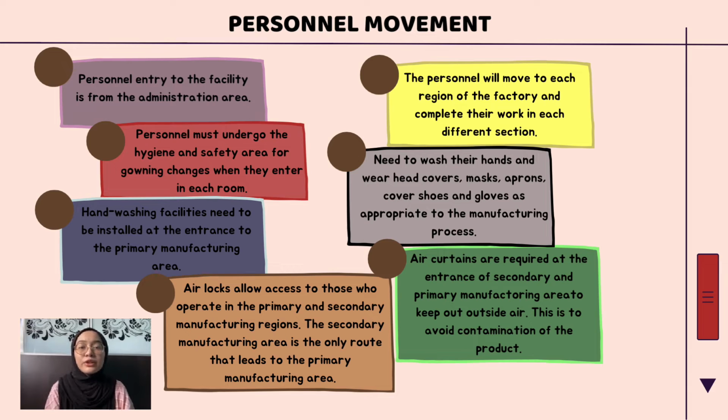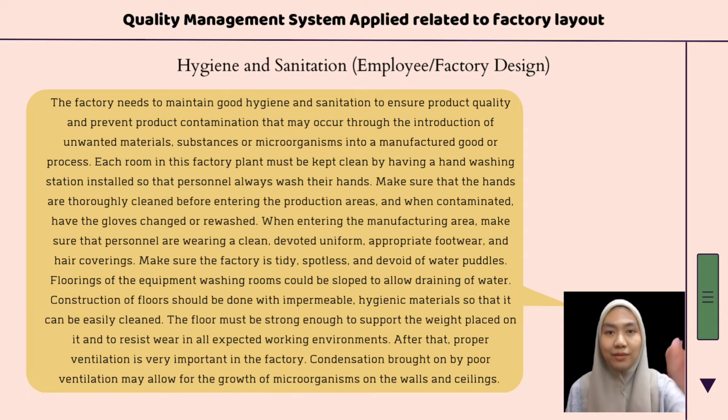Air curtains are required at the entrance of the secondary and primary manufacturing areas to keep out outside air. This is to avoid contamination of the product. Airlocks allow access to those who operate in the primary and secondary manufacturing areas. The secondary manufacturing area is the only route that leads to the primary manufacturing area.